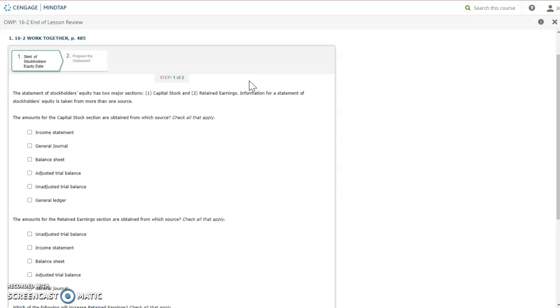The amounts for the capital stock section are obtained from which source? You're going to check all that apply. So we're just looking at the capital stock section. I would suggest, if you have your book, that you open up your book as well. Really, for our capital stock section, we are only going to use our capital stock account, and that's going to come out of our general ledger.